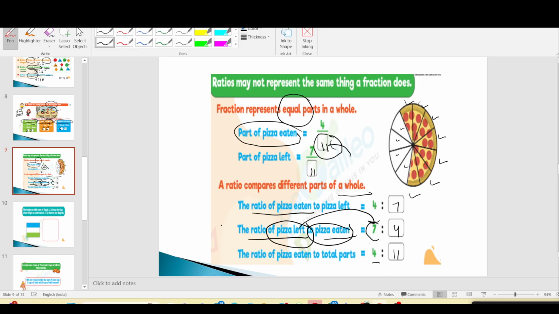So here we are comparing, fractions represent equal parts in a whole, but here you can see we are comparing different parts of a whole. Sometimes we are comparing pizza eaten to pizza left or pizza eaten to total. So in ratio it's not necessary. It will compare equal parts of a whole.